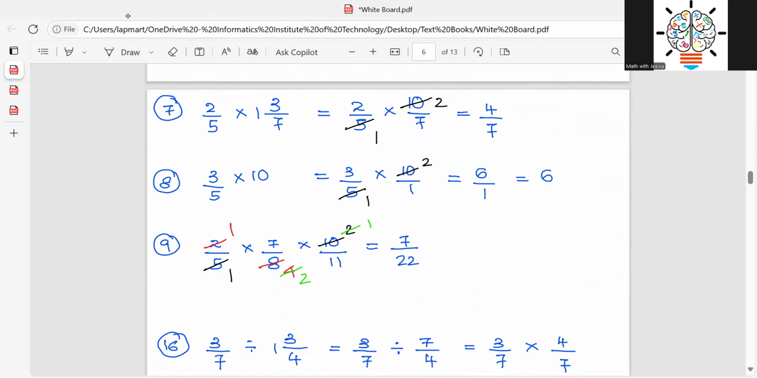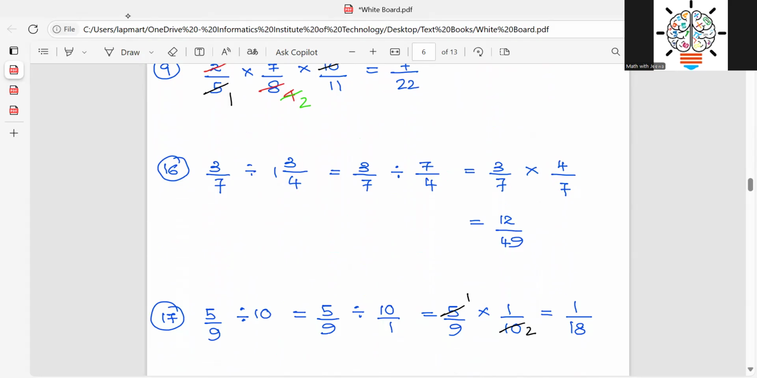And when you have question number 8, look at this, children. 10, that I wrote as 10 over 1, right? So if you come across a whole number, the next step is you want to write it as a fraction. How? 10 over 1.